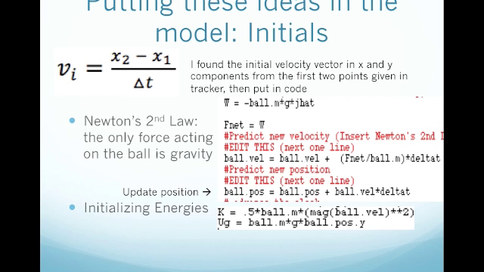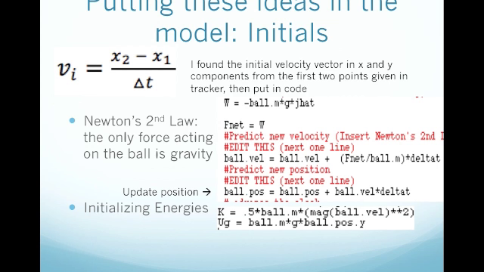I found the initial velocity vector and the x and y components from the first 2 points given in Tracker and then put it into the code. I then found the net force on the ball, which is just the force of gravity in this case, neglecting air resistance. I then used this force to update the velocity, and with this updated velocity I could then update the position of the ball.